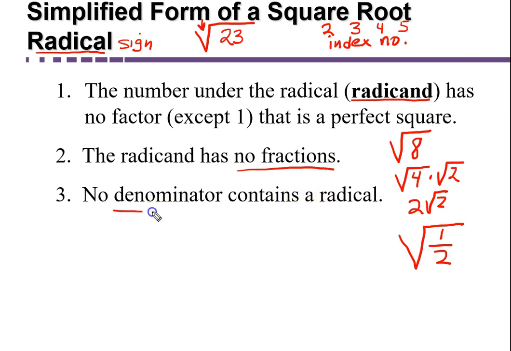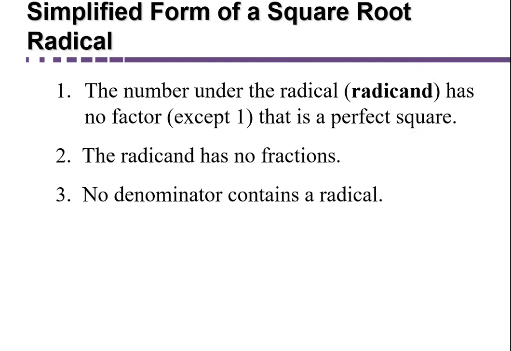And the denominator does not contain a radical. So you couldn't have, like, 1 over the square root of 2. You can't have a radical in the denominator and say that the example you're looking at is simplified. So these are skills we're going to work on. This is some background information.